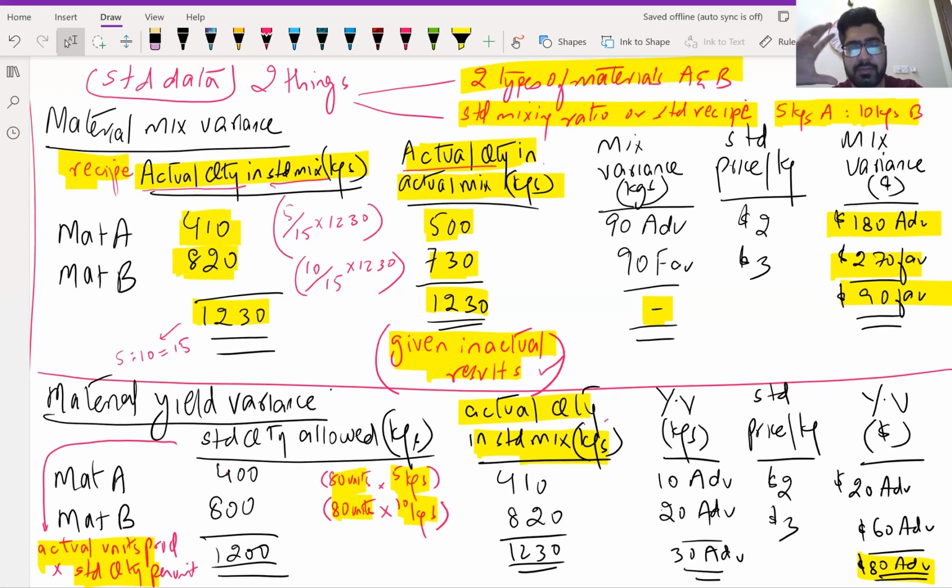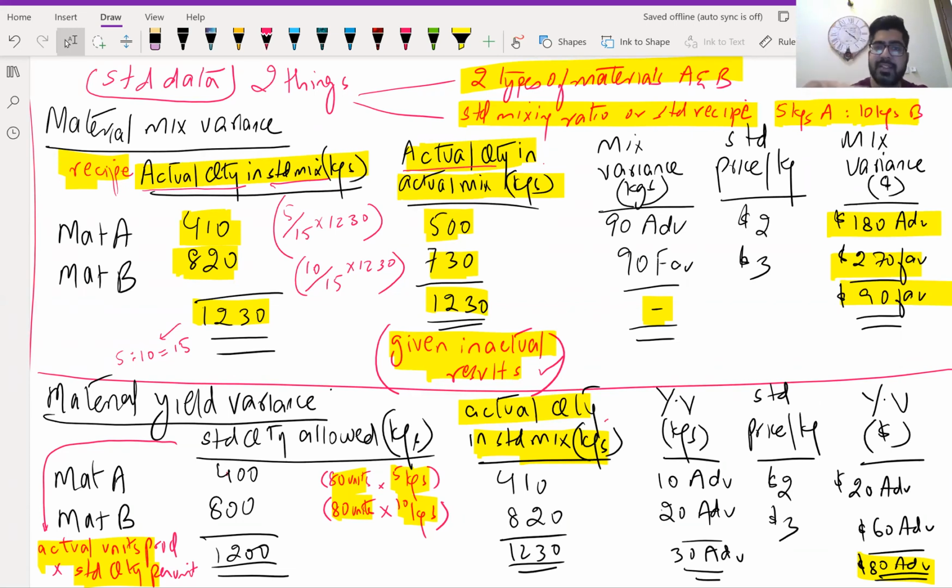You see, the strategy is very, very easy for you: from the standard data, extract two things. How many types of materials are there? Two, A and B, and the mixing ratio. Both of these would be given in standard data. You just have to copy paste. Two types of material and mixing ratio is 5 kgs, 10 kgs.